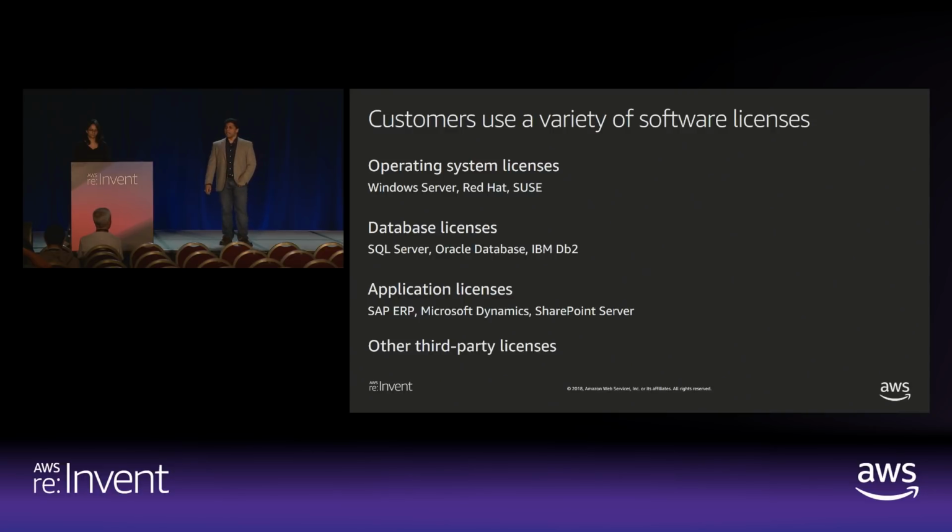Customers use a variety of software licenses. They use operating system licenses such as Windows Server, Red Hat, SUSE. They use database licenses such as SQL Server, Oracle Database, IBM DB2. They use application licenses such as SAP ERP, Microsoft Dynamics, SharePoint Server, and other third-party licenses.